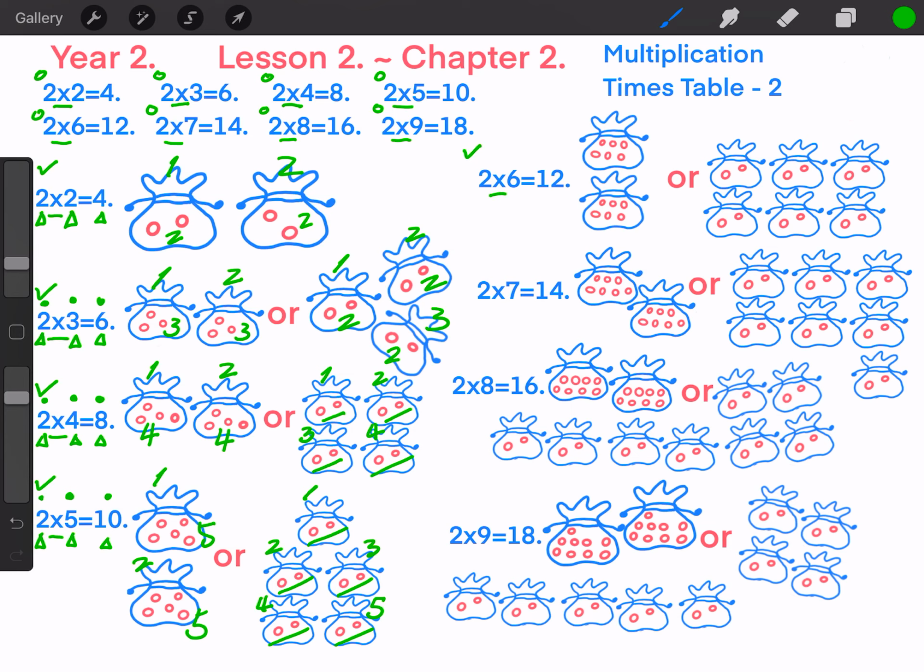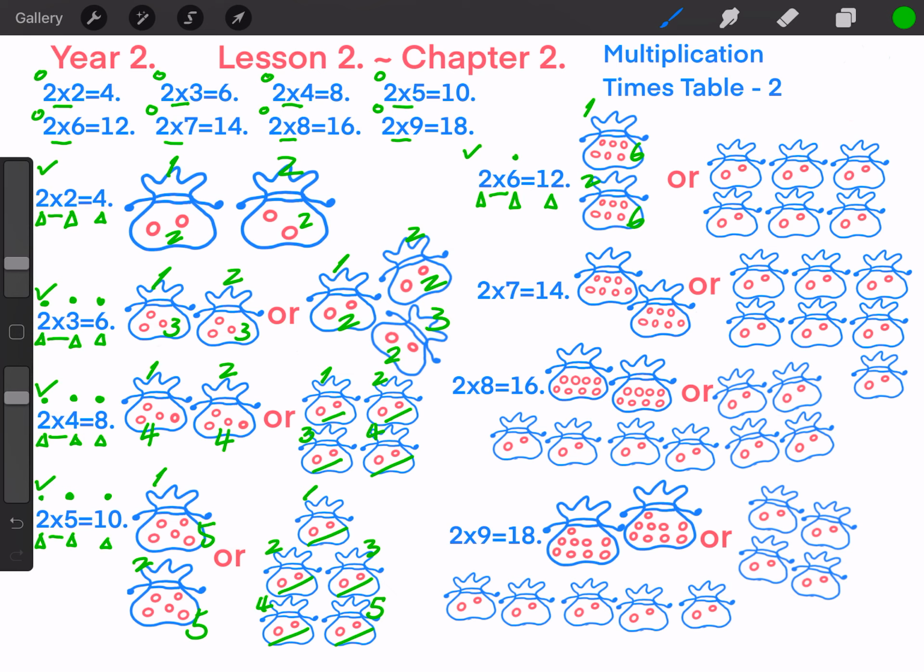Two times 6 equals to 12. Now you are very familiar with what I will say. 2 bags, bag 1, bag 2, and in each bag there are 6 marbles. 6 marbles in bag 1, 6 marbles in bag 2. So totally we have 12 marbles.